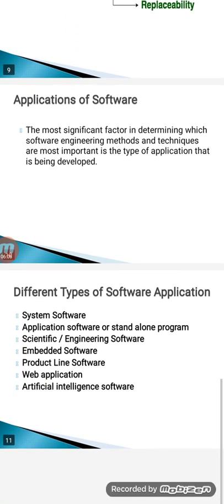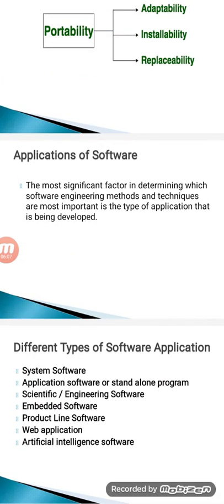Next, let us move on with applications of software. When you talk about the applications of software, the most significant factor determining which software engineering methods and techniques are most important is the type of application that is being developed. We have different types of software applications. First one is system software.